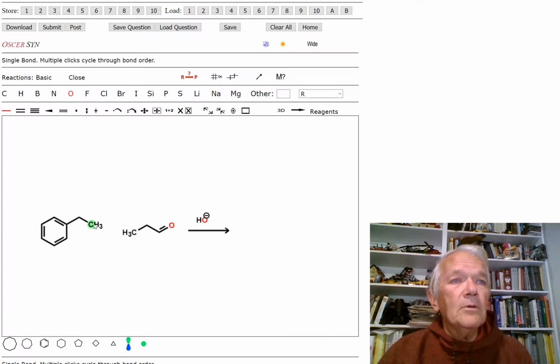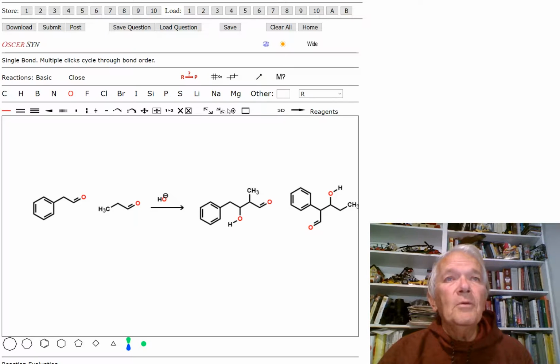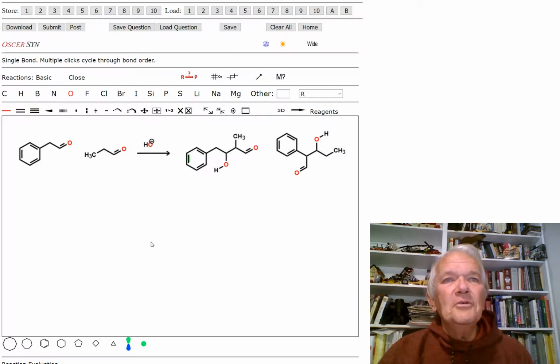Now the problem is, of course, we can get a real multitude of products. So what is Oscar going to do with this one? Oscar gives you two products, but one is off screen, so I have to make it smaller because I had it too big. But here are your two cross products, because you can either form the enolate with the molecule on the left, or you can form the enolate with the molecule on the right. And whichever one you choose is going to govern your possible products.